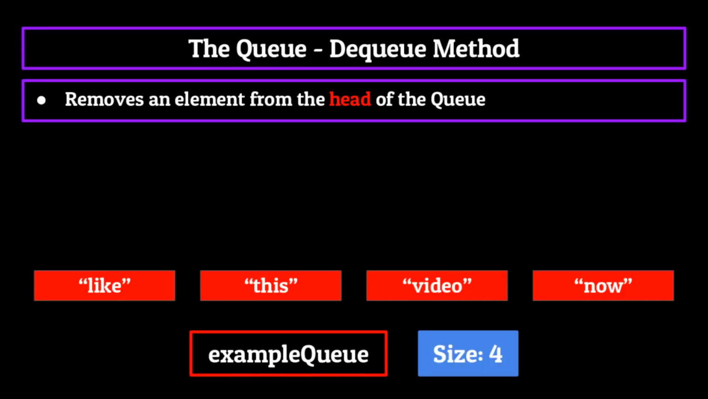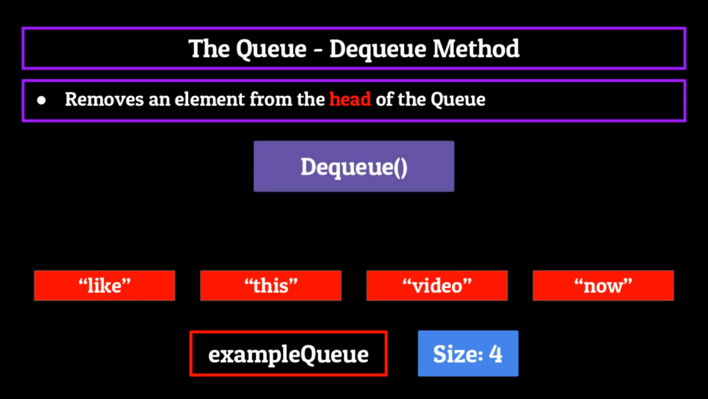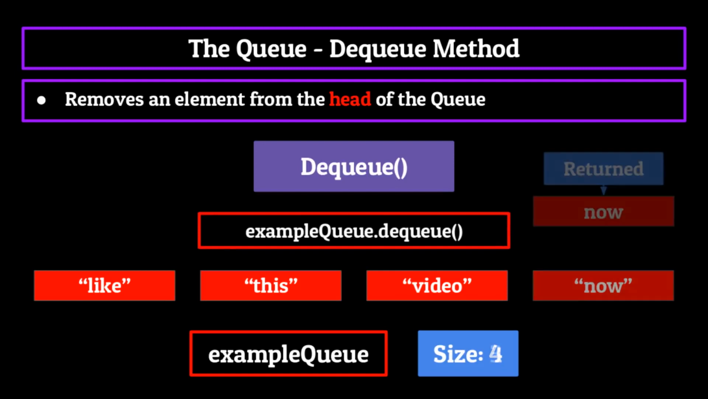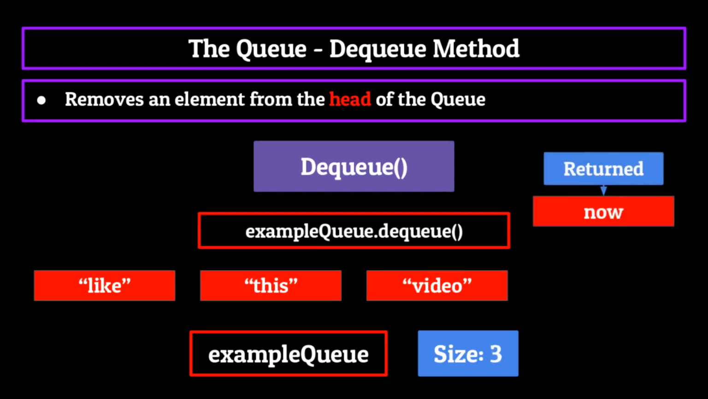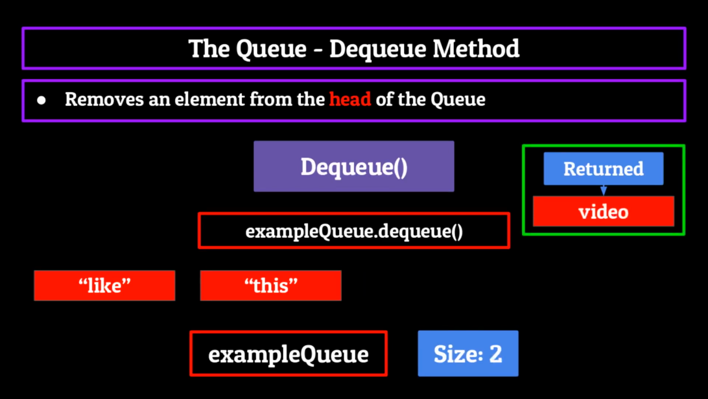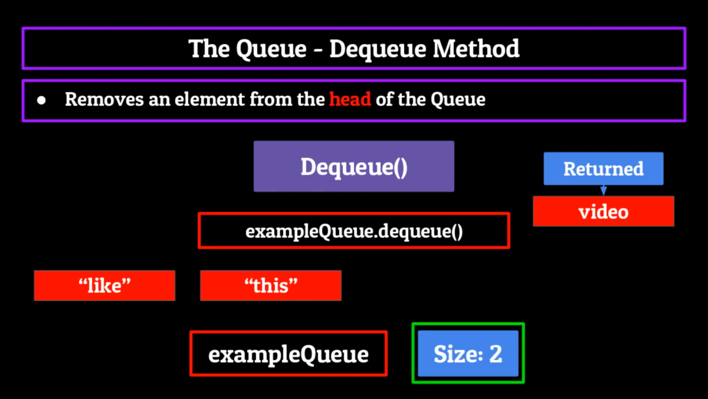Moving on, dqueue is the method we use to actually remove elements from the head of our queue. It takes in no arguments and will return the element that was removed from the queue back to the user. So if we ran a dqueue command on our example queue, you'd see that now is both returned back to the user and also removed from the queue. Additionally, the size of our queue has been dynamically decreased by 1. If we run it again, video is returned and removed from the queue and the size goes down by 1 yet again. You get the idea.